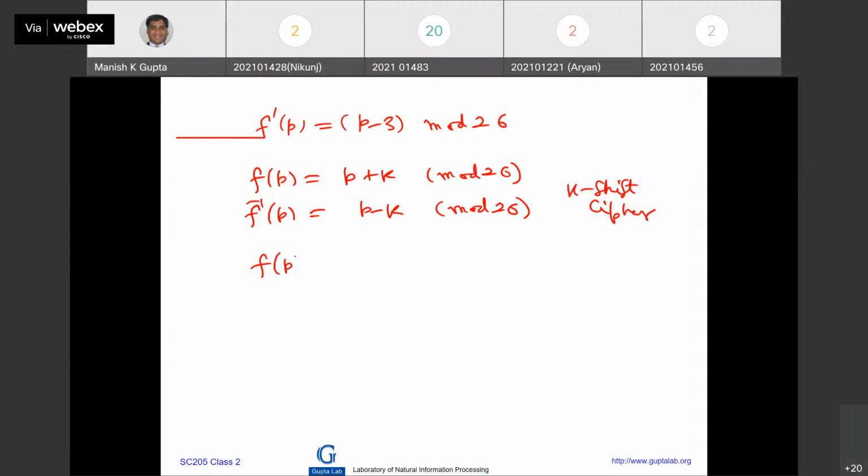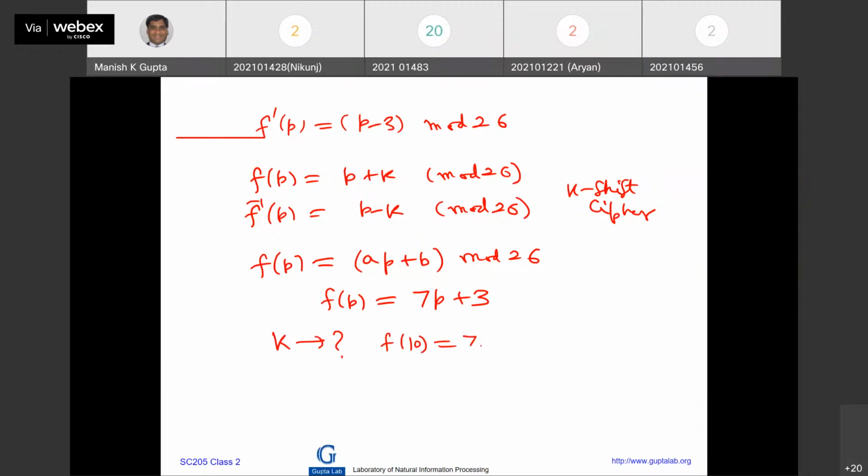Or a more general function could be ap + b modulo 26. Something like, say, f(p) = (7p + 3) mod 26. So for example, what will be the encoding for K? K is 10, so f(10) is 7 times 10 plus 3, which is 73, equal to 21 modulo 26. So this letter becomes V. So K will become V. This kind of function is a more general function. Very simple thing actually.